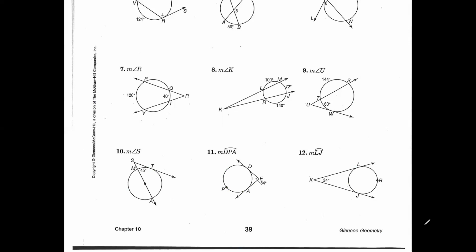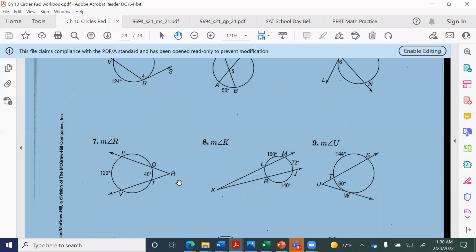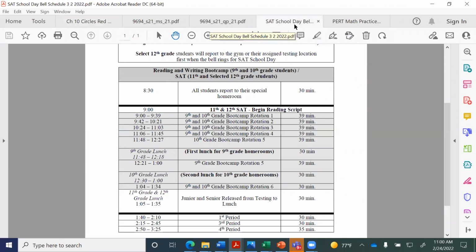So tomorrow, or not tomorrow, next week, we have Wednesday. It's kind of a crazy day. It's an SAT day. Now, next Wednesday is SAT day. So we have SAT for all 11th graders and then some 12th graders.